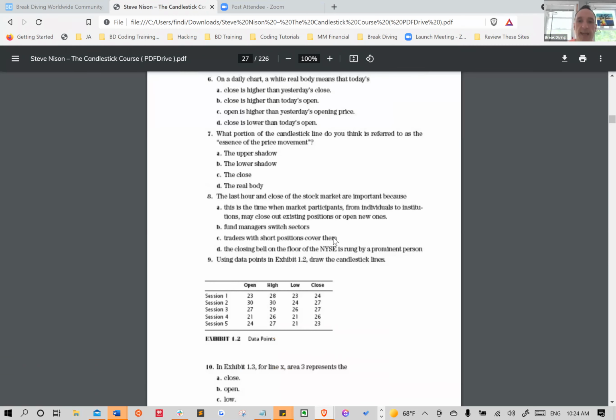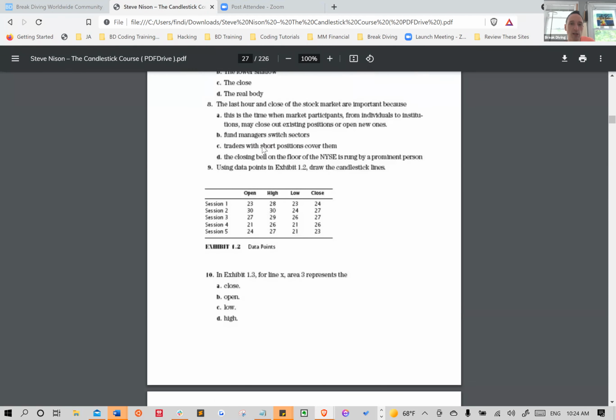Seven, what portion of the candlestick do you think is referred to as the essence of the price movement? I would say the essence is the real body.